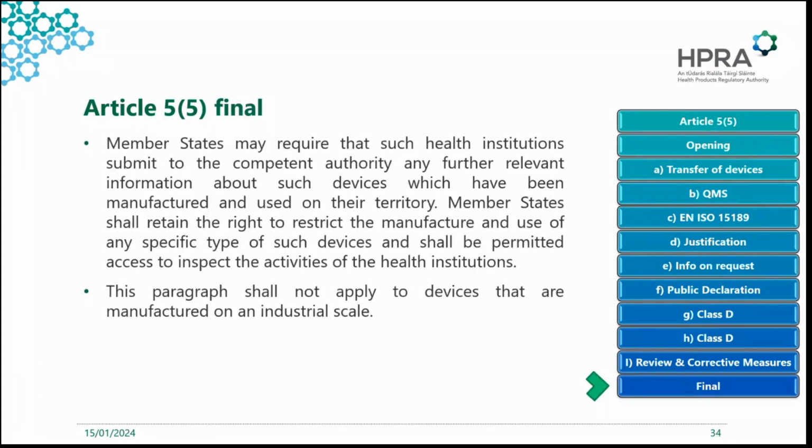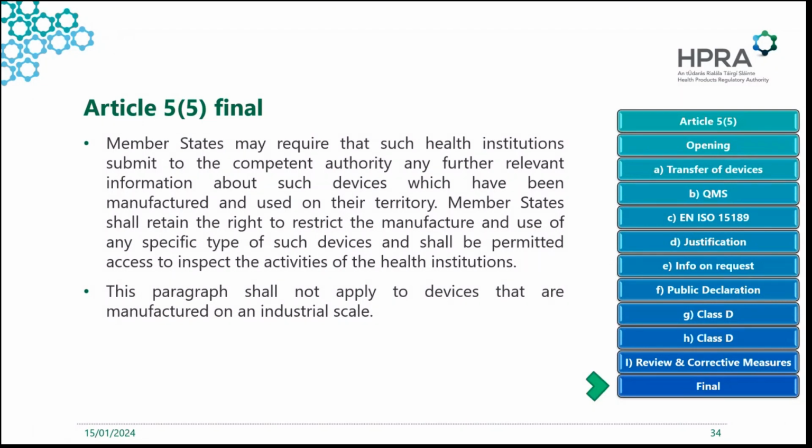The final paragraph of Article 5.5 talks a little bit more about the member state and the competent authority. So it's not a requirement, but it just gives a bit of context for some of the rest of the activities. And this just outlines that member states may require that health institutions submit to the competent authority, which is the HPRA, any further relevant information about such devices which have been manufactured and used on their territory. Member states shall retain the right to restrict the manufacture and use of any specific type of such device and shall be permitted access to inspect the activities of the health institutions.